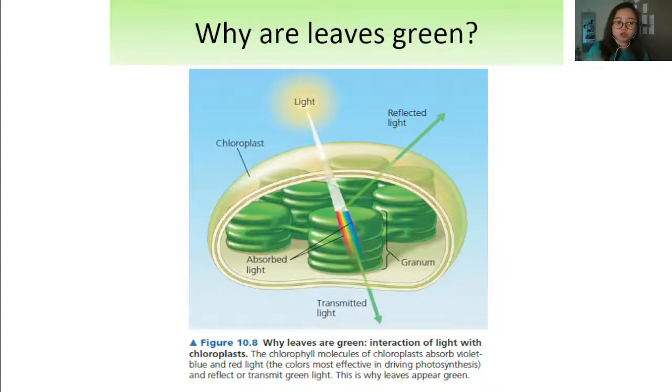The chlorophyll molecules of the chloroplast will absorb violet, blue, and red light, which are the colors most effective during photosynthesis, and then what is reflected or transmitted is the remaining colors, which is mostly green light. And that's why our leaves will appear green. So if anybody asks you why are leaves green, make sure you try to answer in something along these lines.